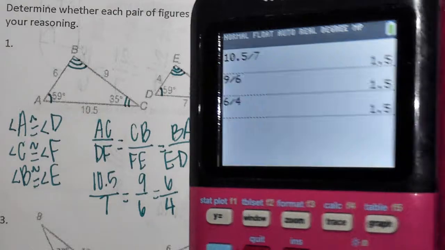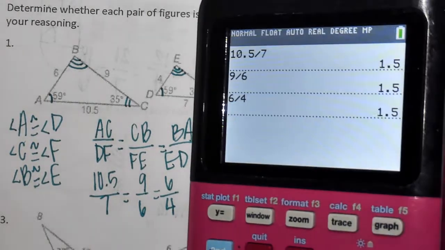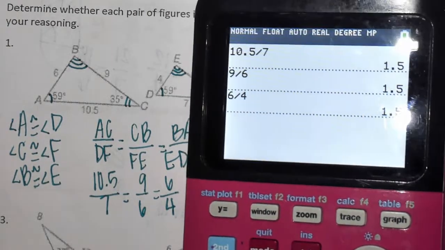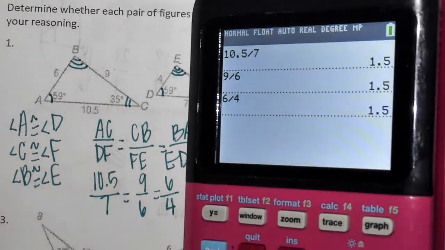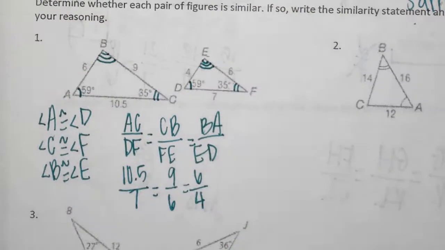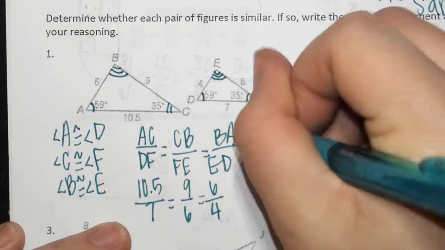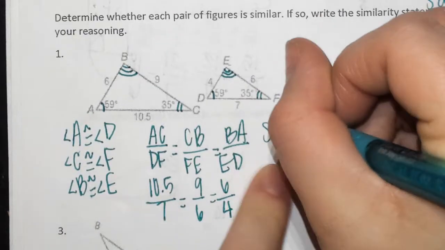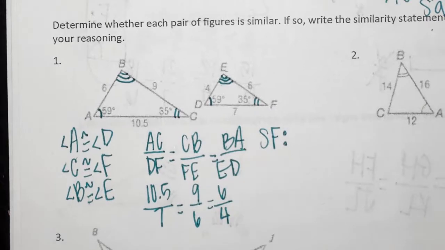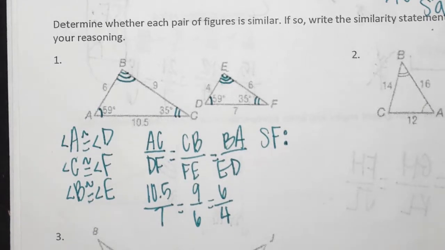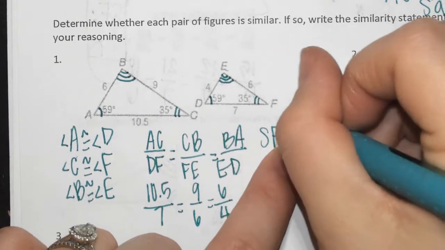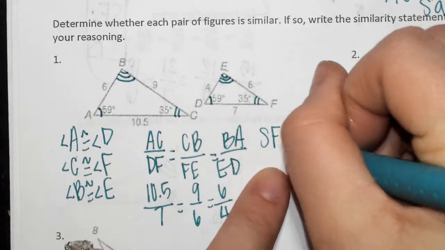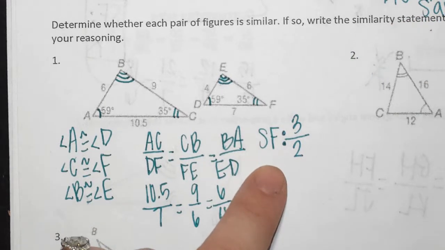Okay, when I plug all these in my calculator, I find that they all have the same scale factor. So they are similar. That was our question. Are they similar? Yes. Now the scale factor needs to be a ratio. So if it was 1.5, I would know that means the scale factor is 3/2. Leave it as a fraction, not a decimal.